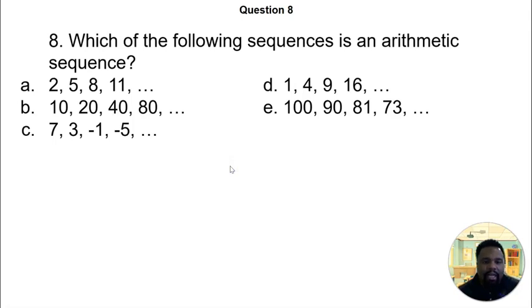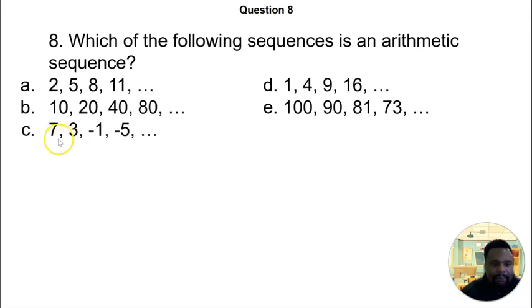Let's take a look at number 8. Which of the following sequences is an arithmetic sequence? Go back to question 6. We said an arithmetic sequence has to have a common difference. So whichever has a common difference, meaning whatever I need to add by the same number or subtract by the same number, that's going to be an arithmetic sequence. Look at A. I'm adding 3, I'm adding 3, I'm adding 3. A looks like an arithmetic sequence. Look at B. I'm adding 10, but then I'm adding 20, but then I'm adding 40. We don't have a common difference here, so B won't work.